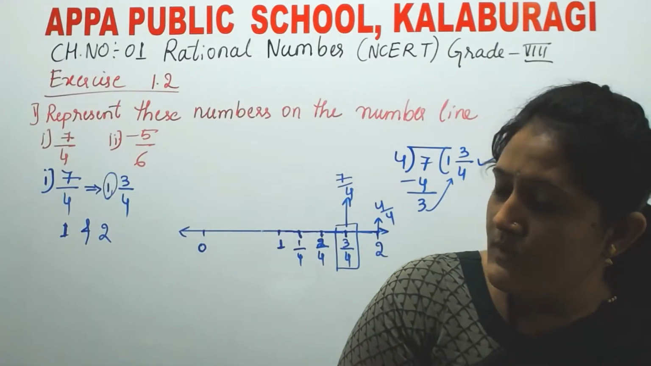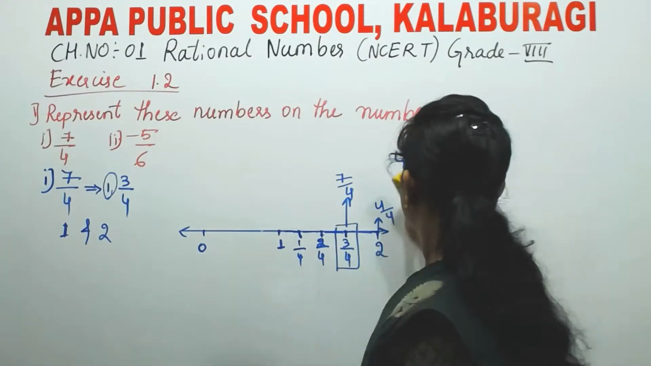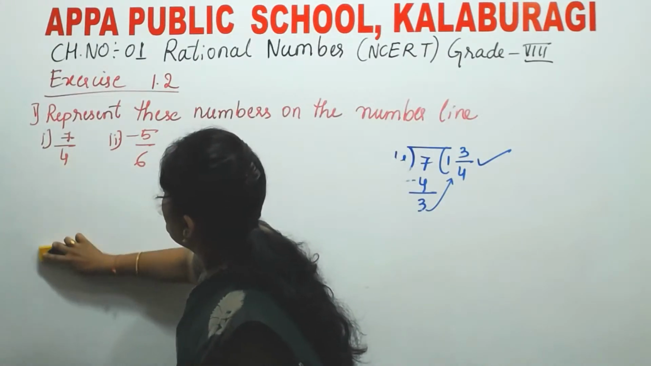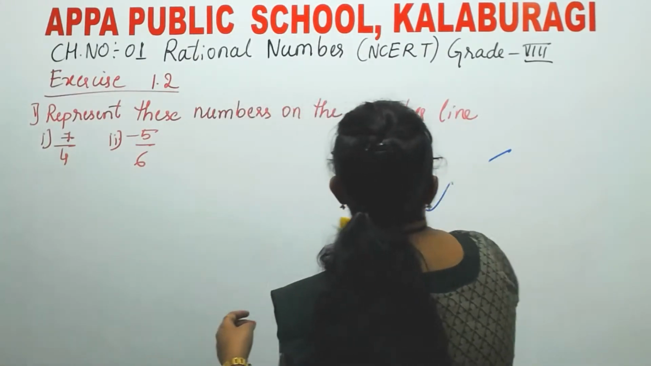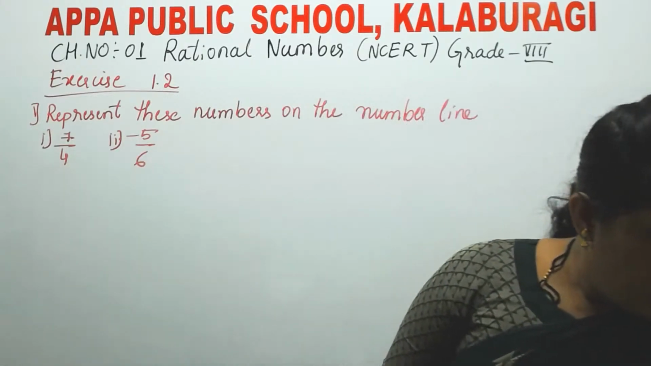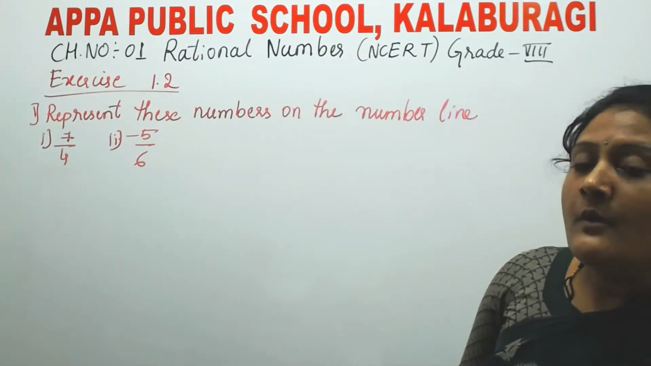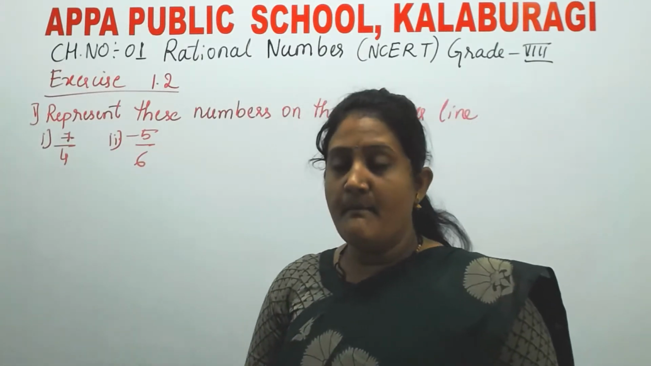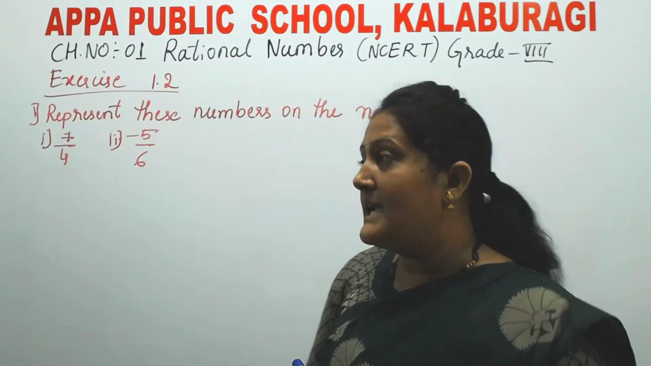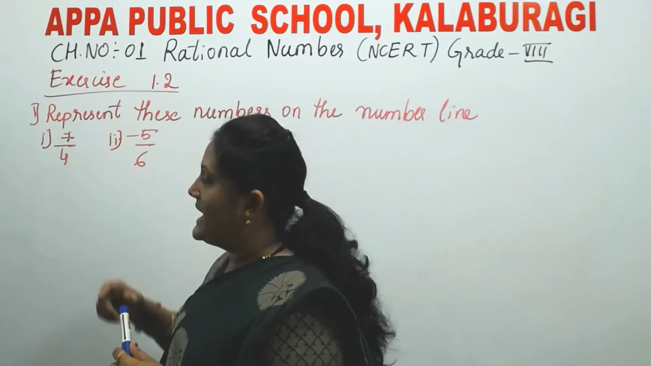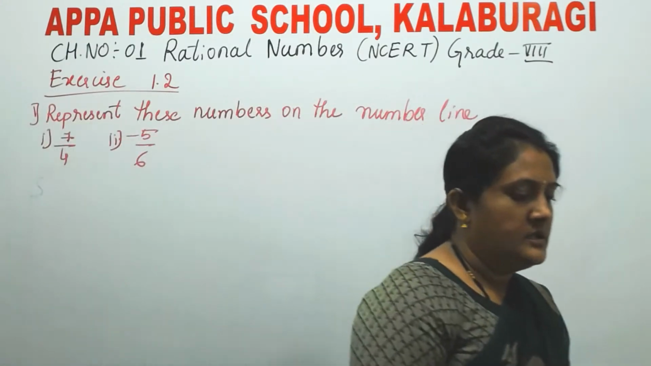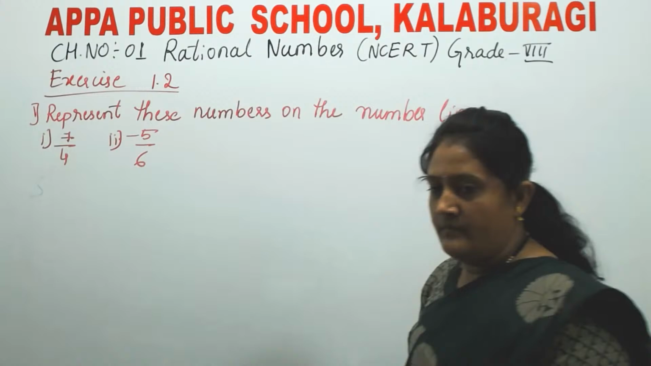So shall we go for the next one? Next is minus 5 by 6. Now quickly can you tell me the number will come in between what? And here the numerator is smaller. Whenever the numerator is smaller, the number will always come in between 0 and 1. But here it is a negative. Now tell me, the number will come in between which numbers?